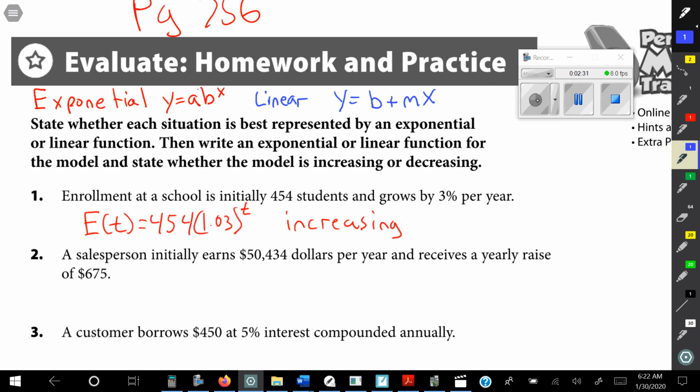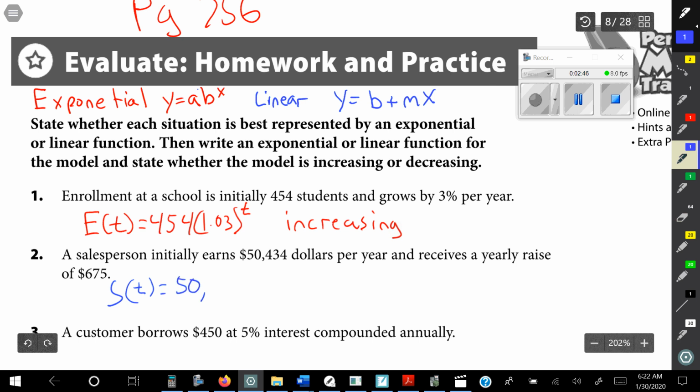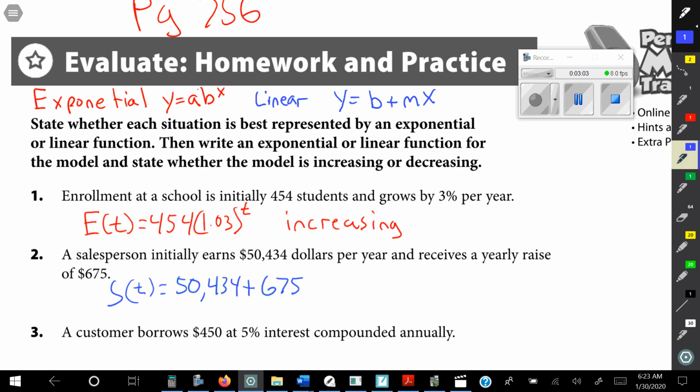So I'm going to write it in function notation. I'm going to use S. And since it's yearly, I'm going to use T as well. So S of T earns at the beginning $50,434 and receives a yearly raise. So we're going to add that with how much he receives every year, 675, and then multiply by the year, whatever the year is. So that's going to be our T here. Okay. And since the money is going up, that's going to be increasing as well.